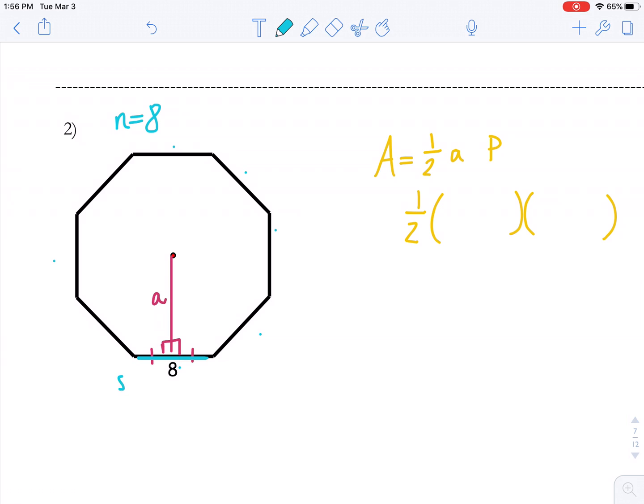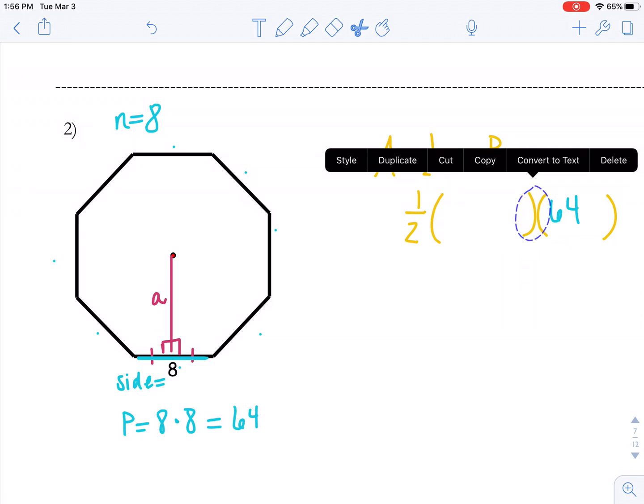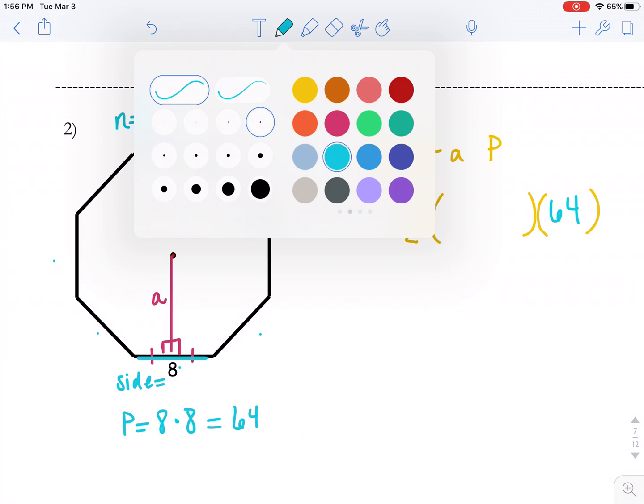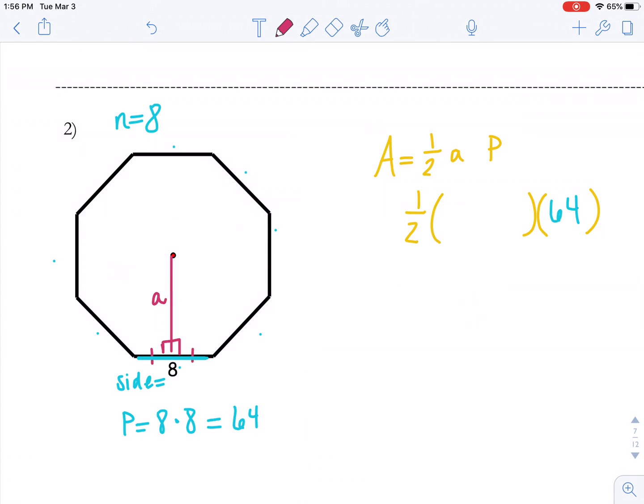And so if the side length is 8, the perimeter is something I can calculate right away. There are 8 sides. Each of those 8 sides are 8 units long, so the perimeter is 64, or 8 plus 8 plus 8 plus 8, and so on, 8 times. So our perimeter is 64, so I can come up with my perimeter pretty quickly. So the bulk of the work that I'm going to have to use here is solving for that apothem.